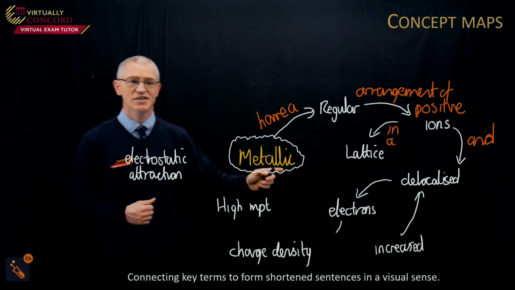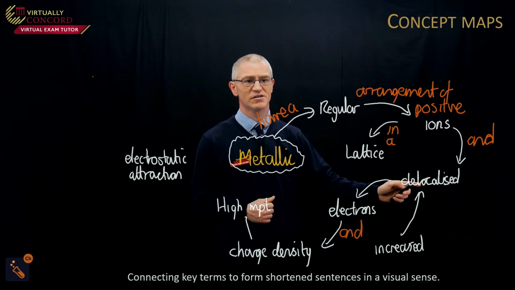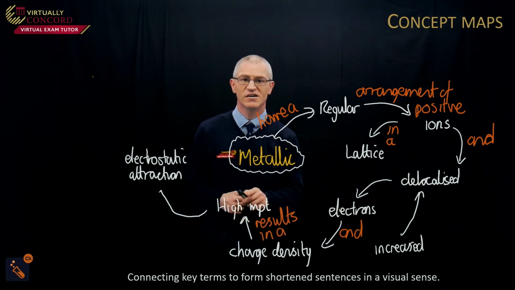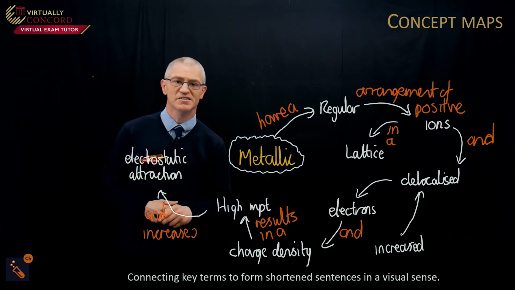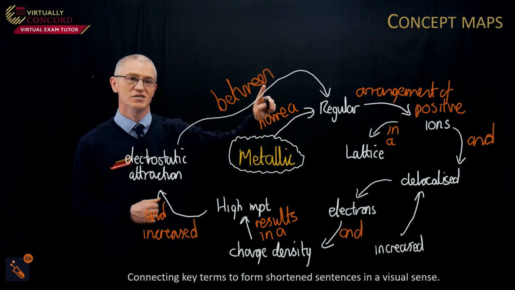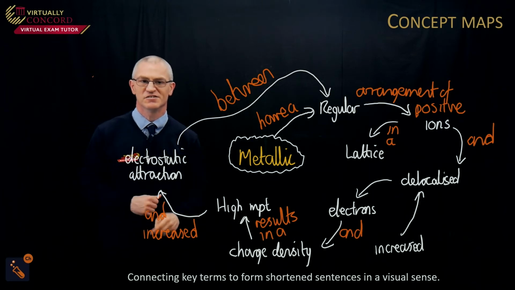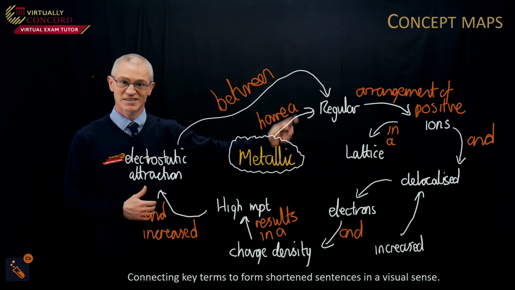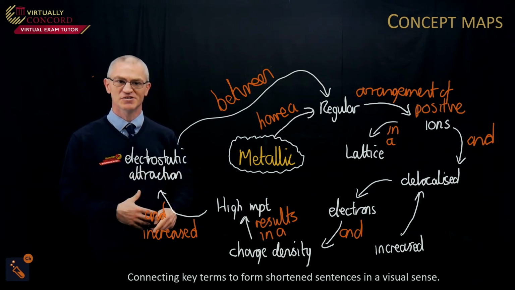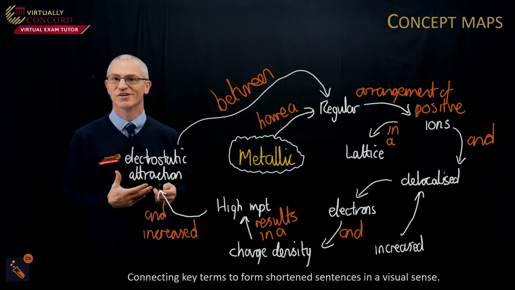And you can see here, if you follow the arrow, you can get a sentence. So increased delocalized electrons and charge density results in a high melting point and increased electrostatic attraction. And then that goes back to the start between regular arrangement, positive ions, and delocalized electrons. So you can see, you can read this. A concept map can be read, and therefore it takes a bit more skill to do it. It's a bit harder to do, okay, and therefore it's a bit more worthwhile as well.